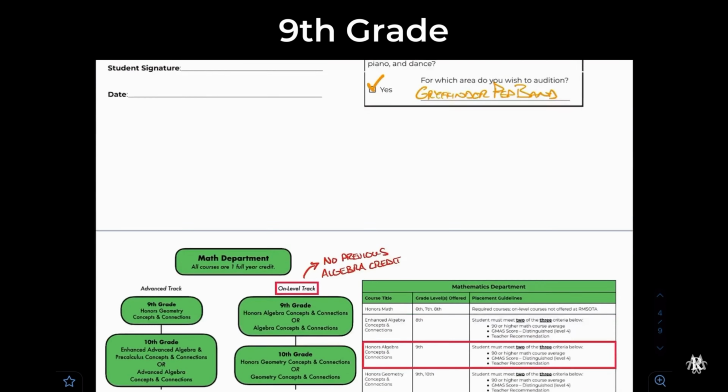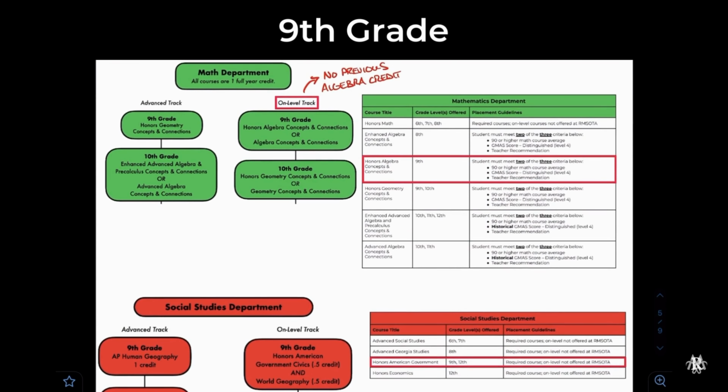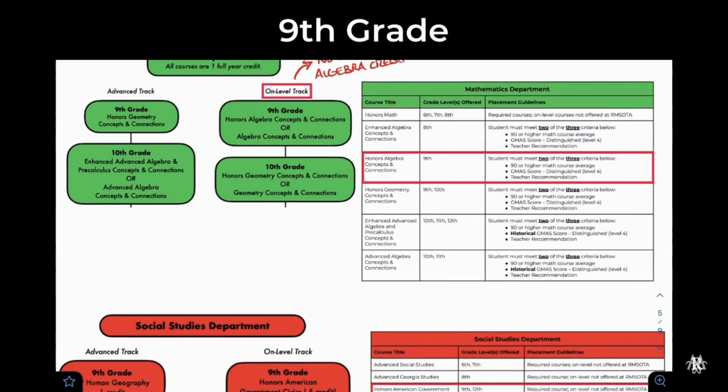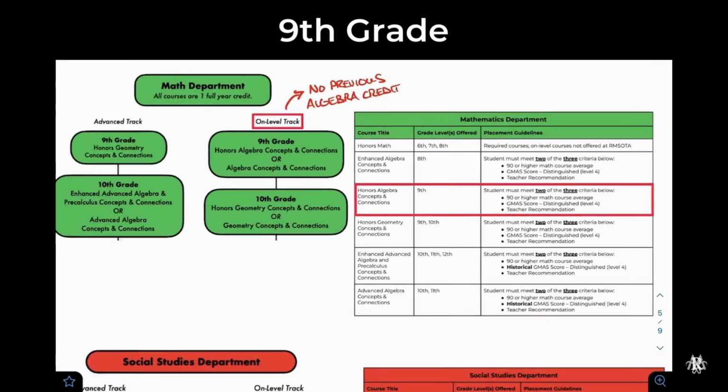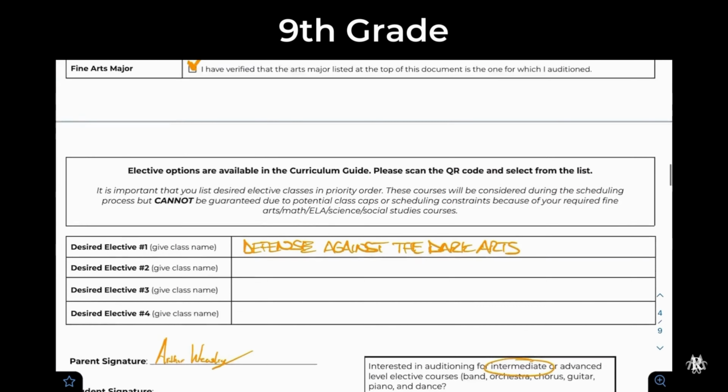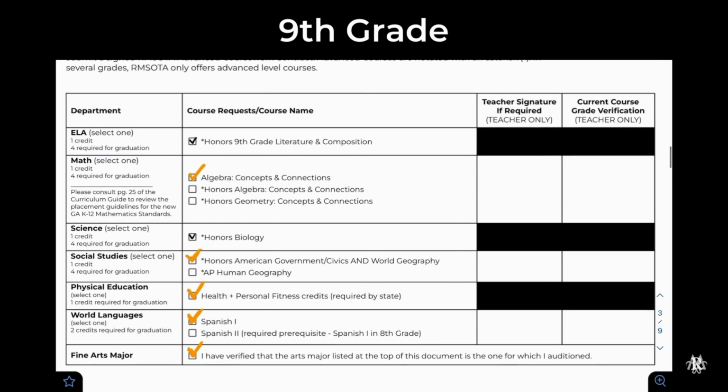Ron did not earn high school math credit in 8th grade, so he will be entering the on-level math track. You can view the visuals for each department in the 4-year course sequence section of the guide. There are 2 choices for the on-level track in 9th grade. After looking at the course placement guidelines table, Ron knew that he would need to select the Algebra Concepts and Connections course because his current math score wasn't high enough, and he scored a level 3 on his GMAS from the previous year.